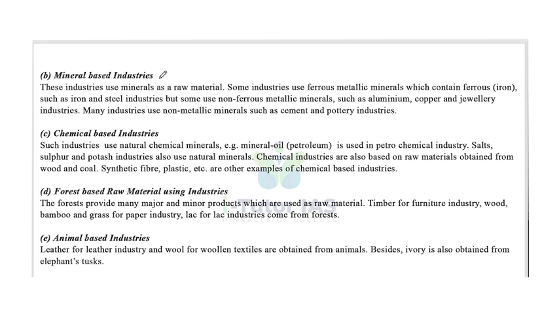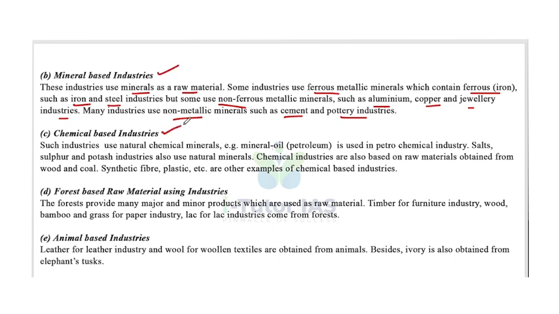Now, mineral-based industries. These industries use minerals as a raw material. Some industries use ferrous metallic minerals which contain ferrous, that is iron, such as iron and steel industries, but some use non-ferrous metallic minerals such as aluminium, copper and jewelry industries. Many industries use non-metallic minerals such as cement and pottery industries. Okay, so that is mineral-based industries.